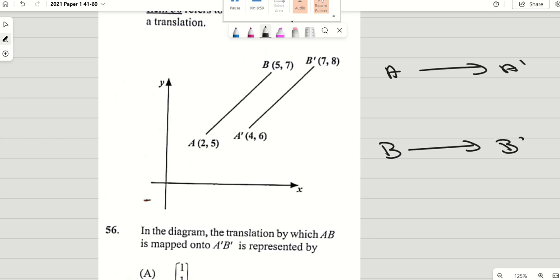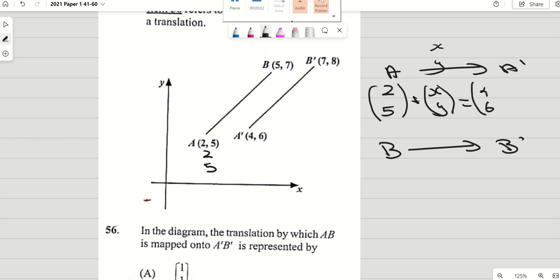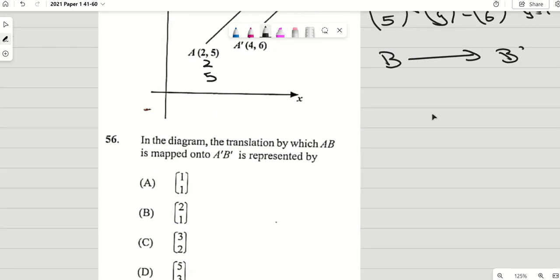So to go from A to A1, A is 2, 5. Instead of 2, 5, it's going to go into a column vector, which is 2 on top, 5 at the bottom. Your translation is in the form of x, y, so you have to add x, y equal to what A1 is, which is 4, 6. Basically, we're making x the subject and y the subject. But if you look at this, 2 plus what will give you 4? 2 plus 2. So x is equal to 2. And 5 plus what would give you 6? 5 plus 1. So y is equal to 1. So we're looking for 2 on top, 1 at the bottom.